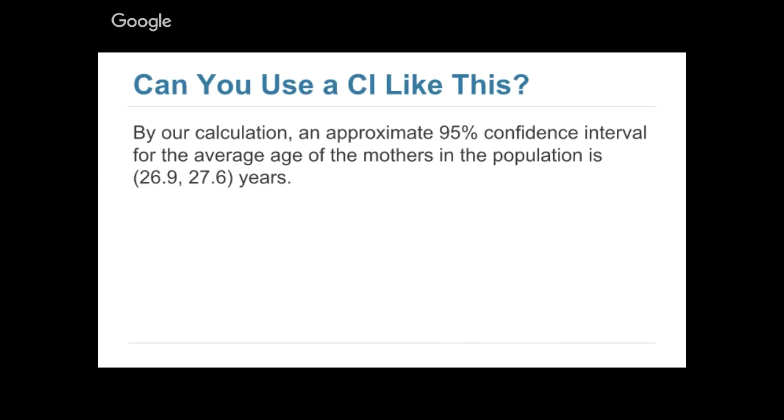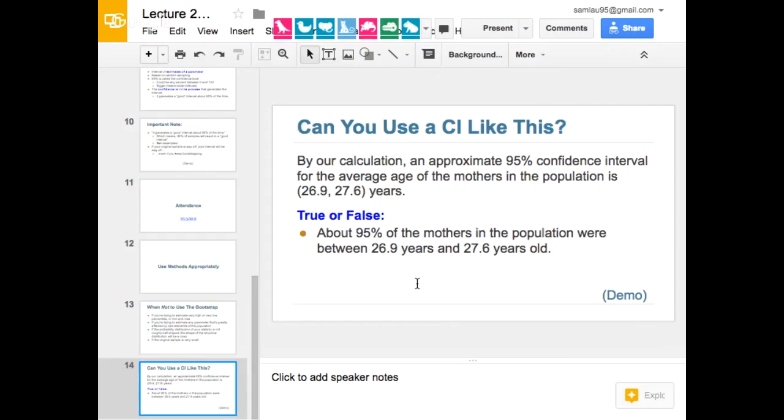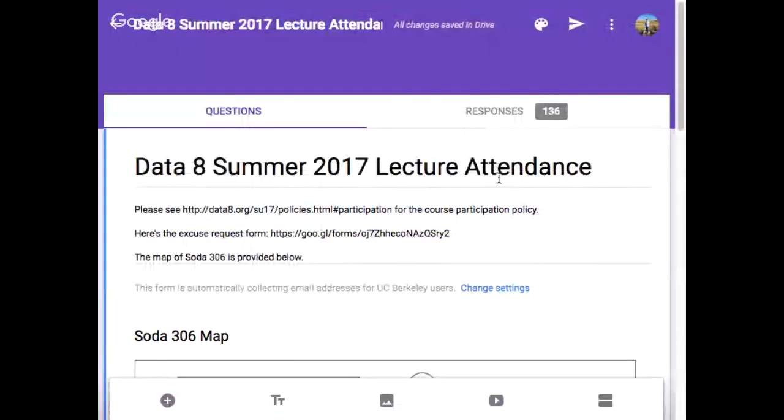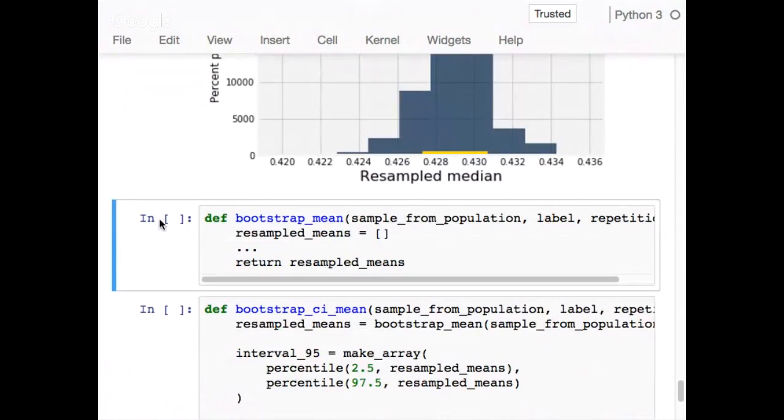By our calculation, an approximate 95% confidence interval for the average age of the mothers in the population is 26.9 and 27.6 years. Okay. So let me show you that. So here it is. I had a question, which was, why the median and not the mean?